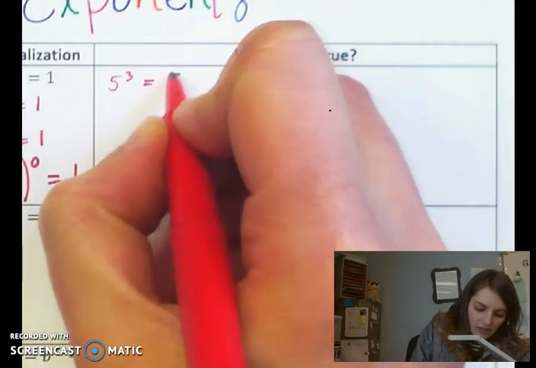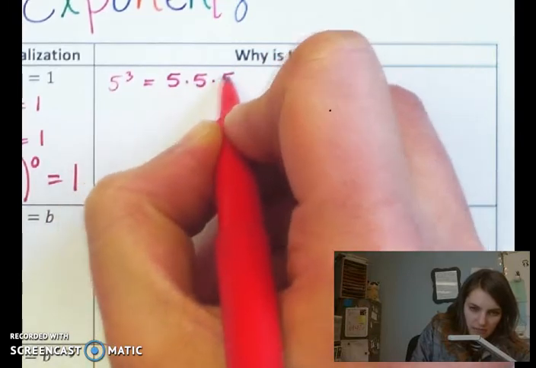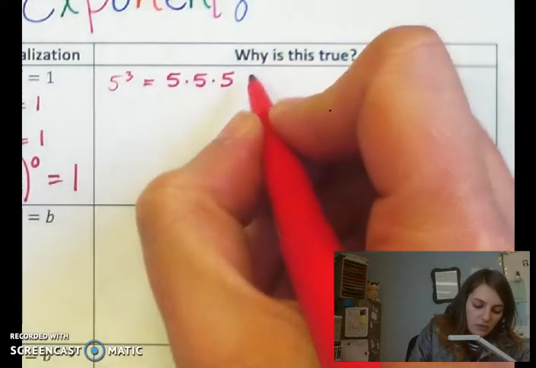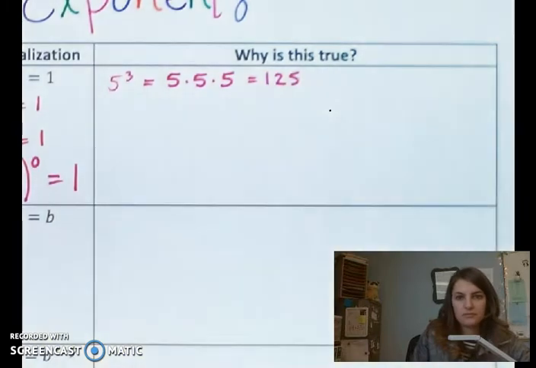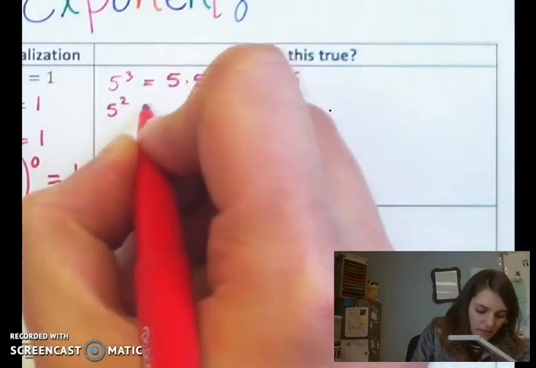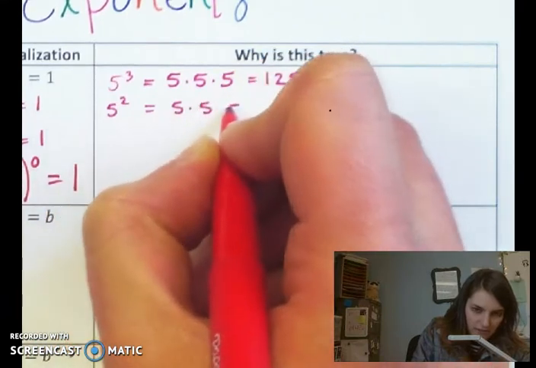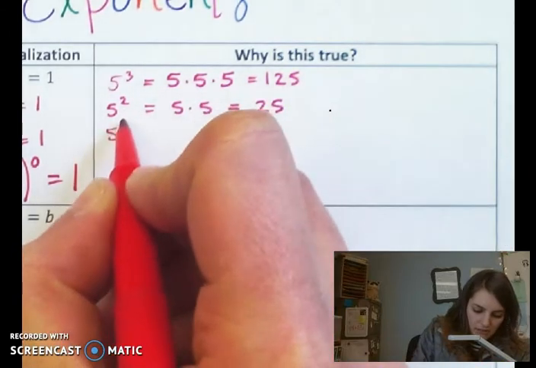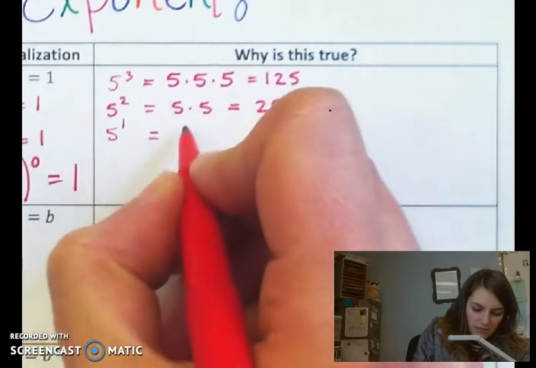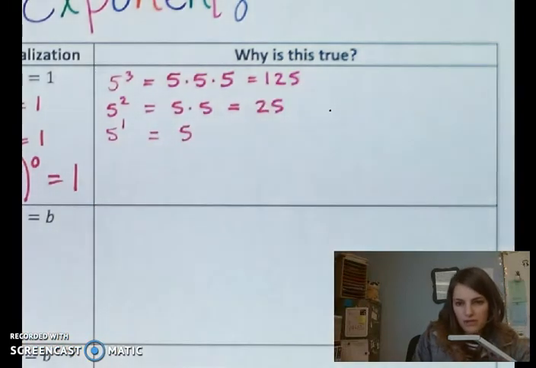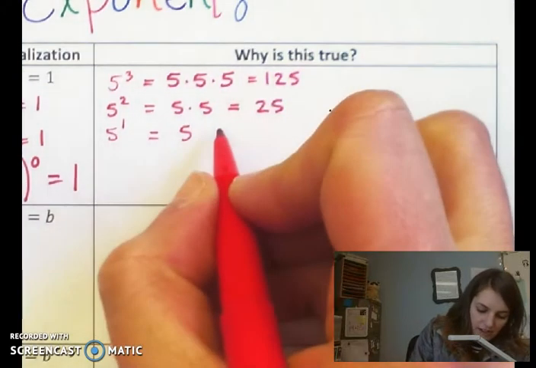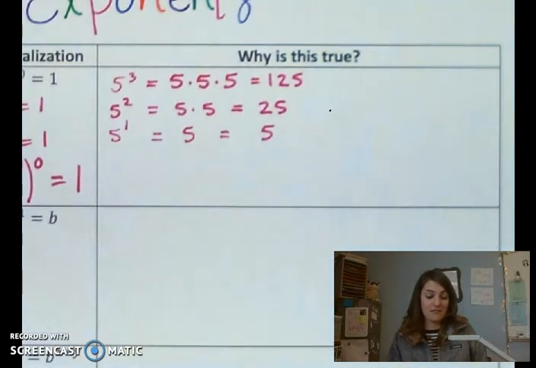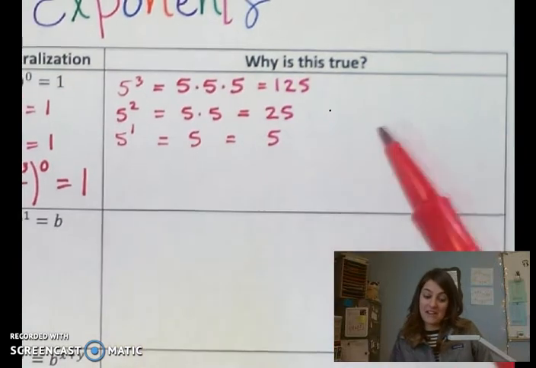We know if we write that out, it would be 5 times 5 times 5, because the exponent of 3 means we're going to multiply 5 times itself 3 times, which is 125. And if we have 5 squared, that would be equal to 5 times 5, which is 25. And if we have 5 to the 1st, that's just going to be equal to 5, 1 factor of 5. So 5 equals 5. There's some advanced math for you. 5 to the 1st equals 5 equals 5.